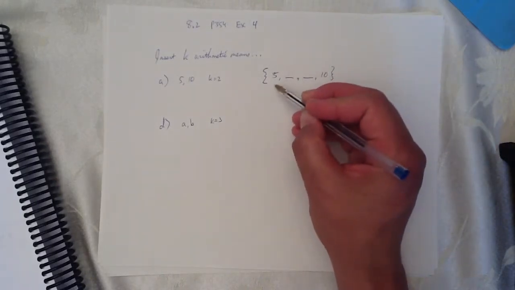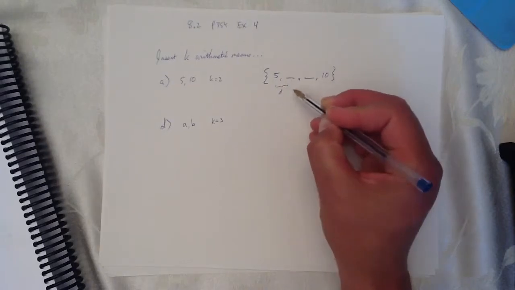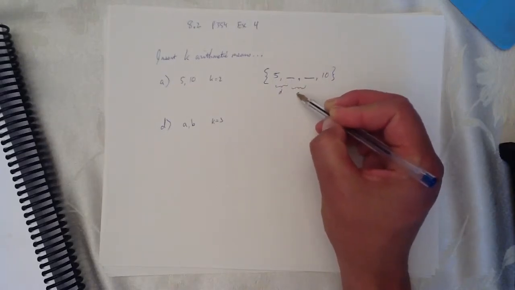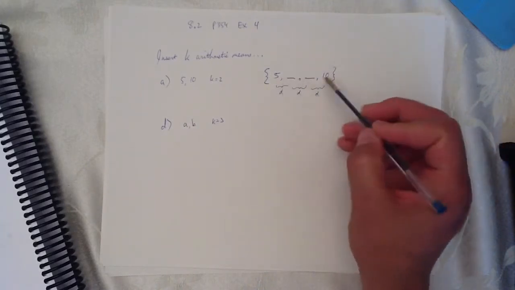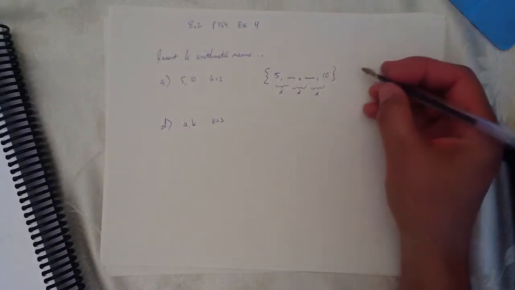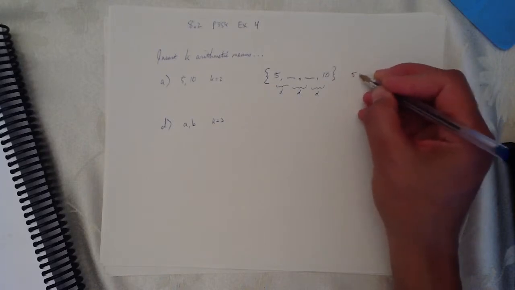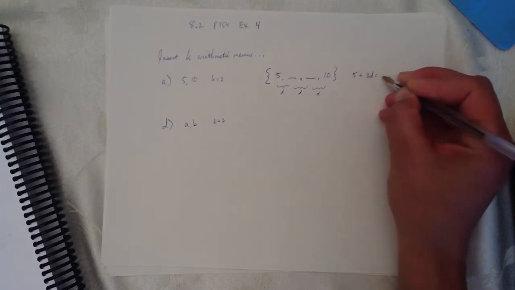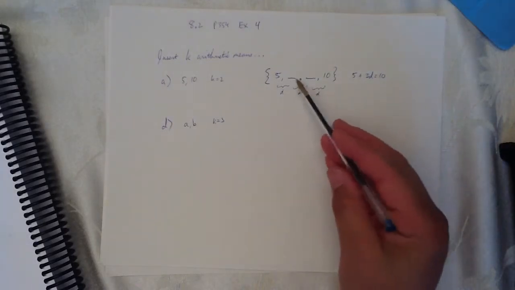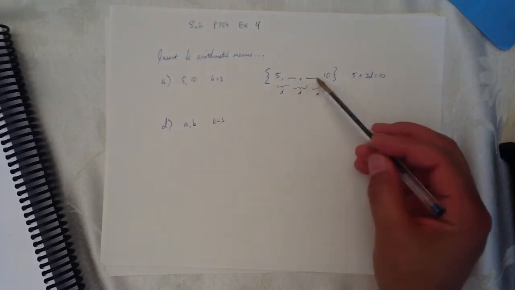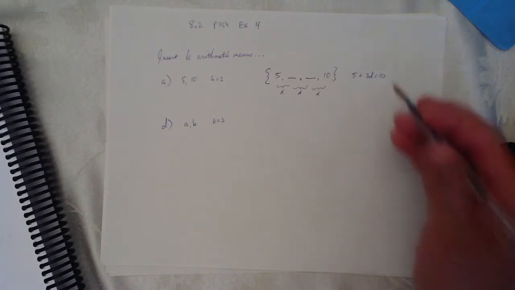And if they're arithmetic means, it means that this is going to be D, and this is going to be the exact same D, and this is going to be the exact same D, which means that between 5 and 10 there are going to be 3 D's. In other words, 5 plus 3D equals 10. And if we can solve for D, when we add that to 5, we've got the first arithmetic mean, and we add 2 of them to 5, and we get the second arithmetic mean.